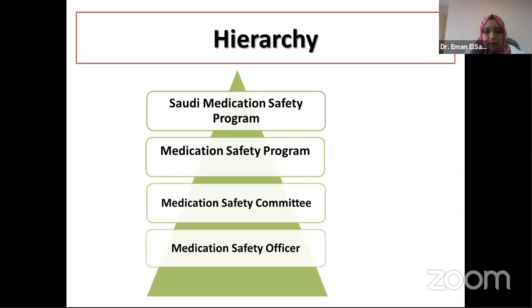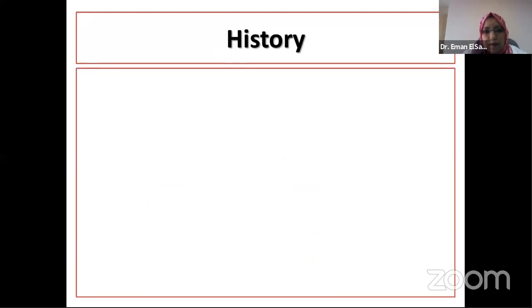Hierarchy. Usually there is a national medication safety program in each country. Here in Saudi Arabia, there is the Saudi Medication Safety Program. So all organizations that have a medication safety program will be under the umbrella of the Saudi Medication Safety Program. Each organization should have a medication safety committee or even a subcommittee under P&T and headed by a medication safety officer.